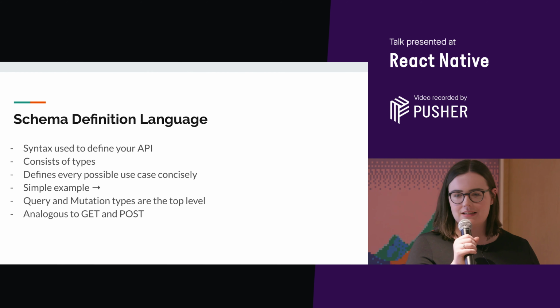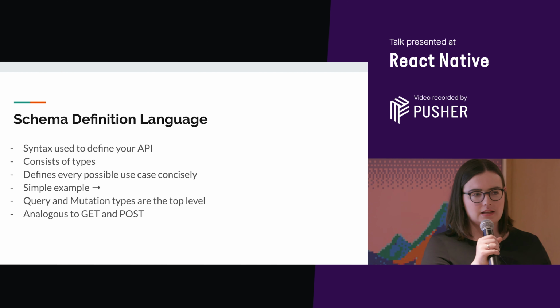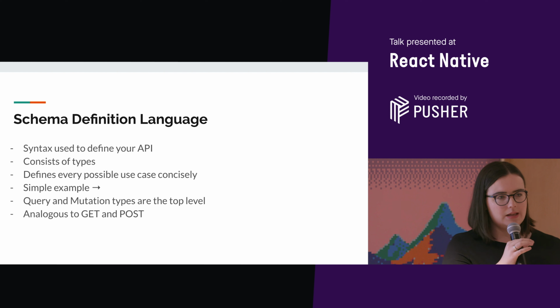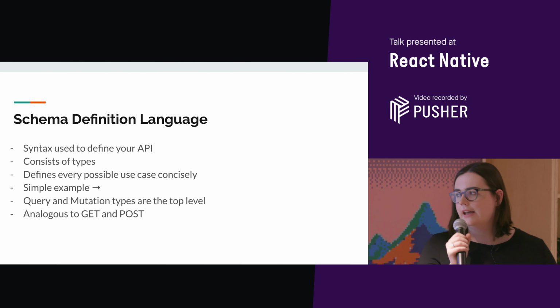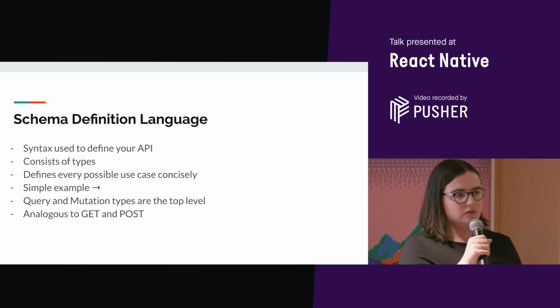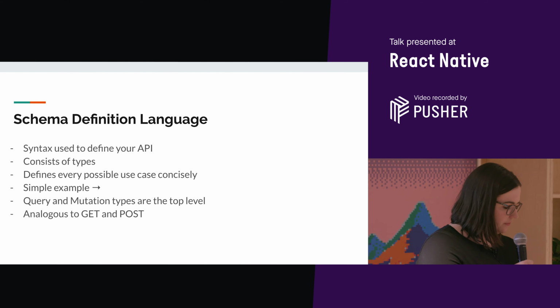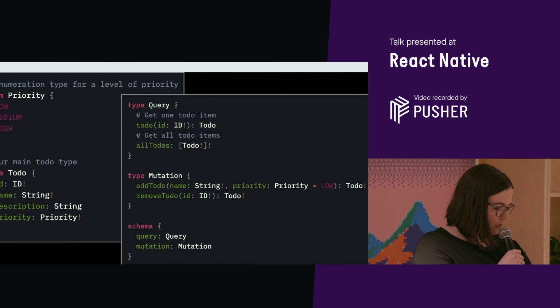The way that you define your queries is using this schema definition language. It's like a syntax that you define the API with. Everything is a type, could be a query or a mutation, and it is like a concise way of defining every possible use case of your API. I have this simple example.